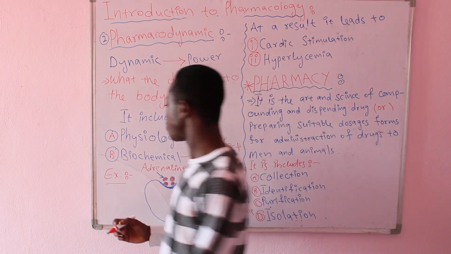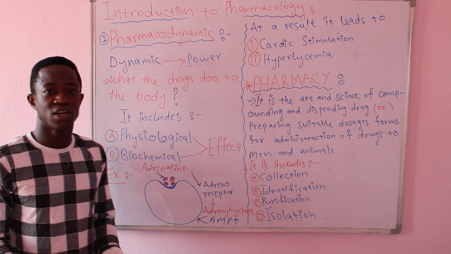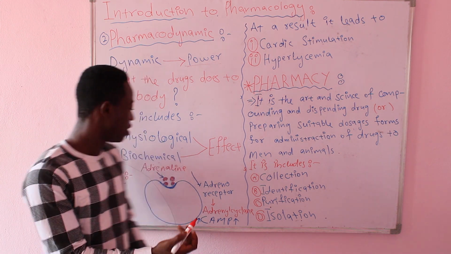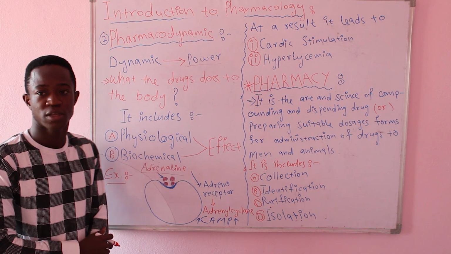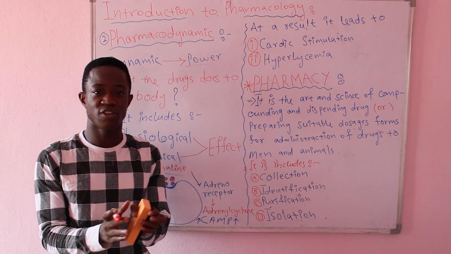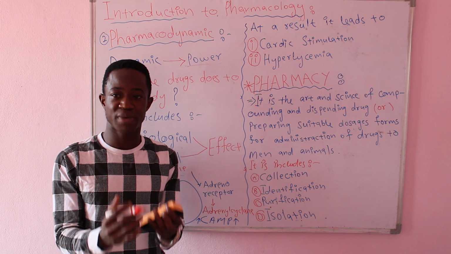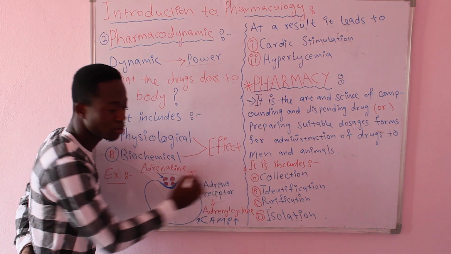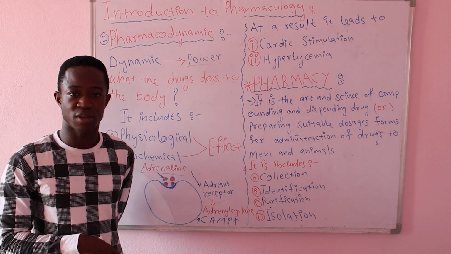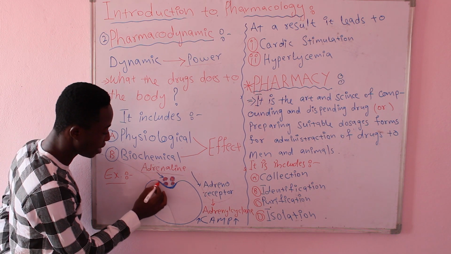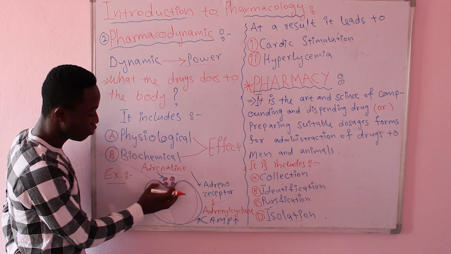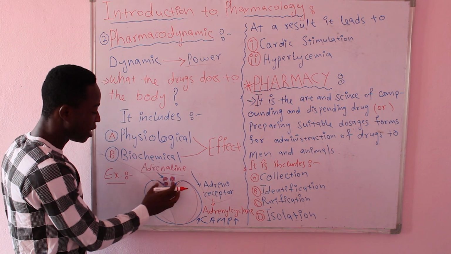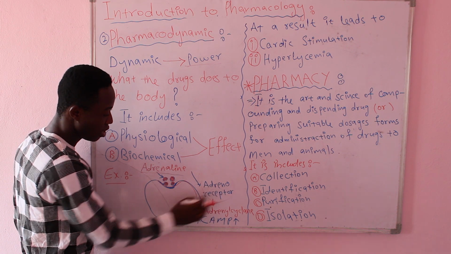For example, if a patient goes to the facility and is given the drug adrenaline. Adrenaline is a drug. When administered to the patient, it binds to the adrenaline receptor. So now, what happens? Here is a cell's molecule. It is going to bind on the surface of the cell, on the cell membrane. Then, when it binds on the cell membrane with the adrenaline receptor, what happens?